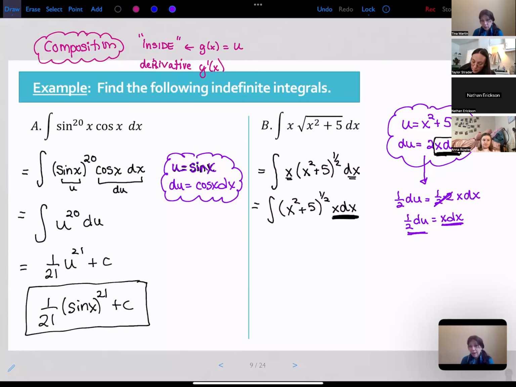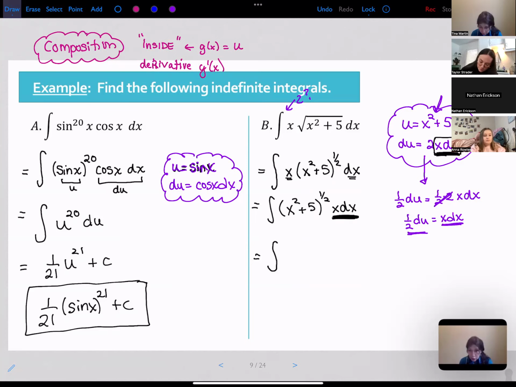And now I make my straight up substitution. Does everybody see this? We have an inside function, which is x squared plus 5. The derivative is 2x dx. There's no 2 here, but that's okay, because we can deal with it. What's most important is we have that x piece. Does that make sense? Taylor, do you want to keep going with me? X squared plus 5 is going to get replaced with what? With u, right?